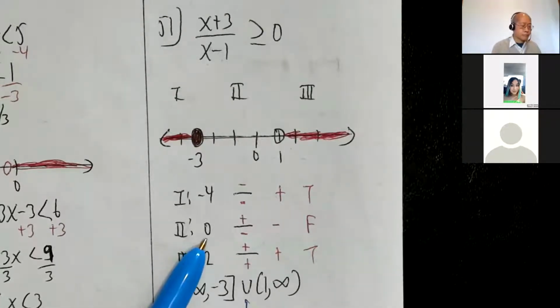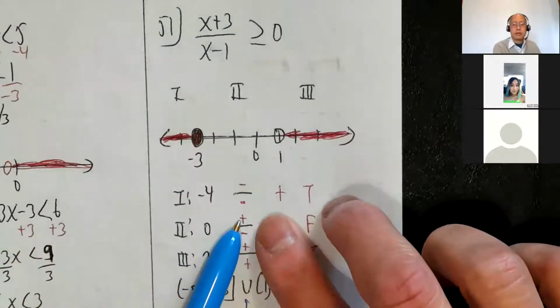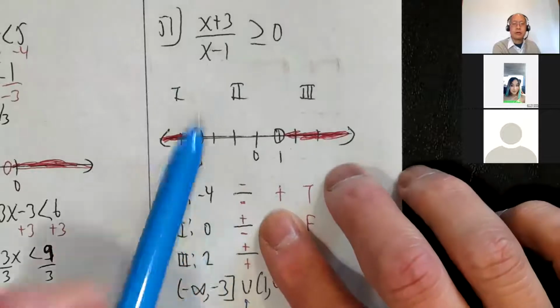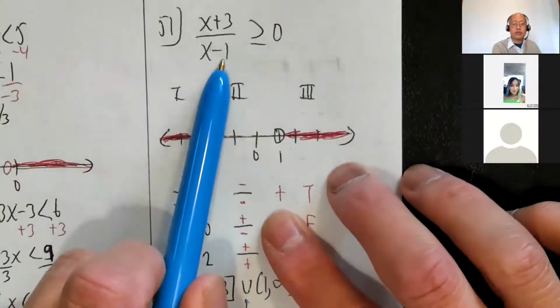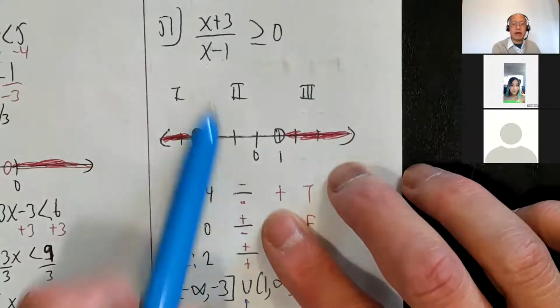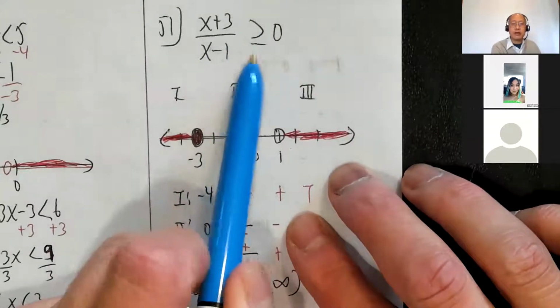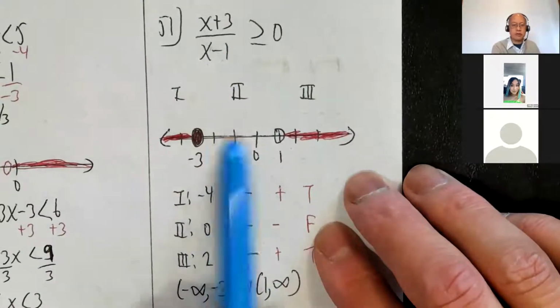Zero. 0 plus 3 is 3, positive. 0 minus 1 is negative 1, negative. So that means it's a positive divided by a negative, which is negative. Is negative greater than or equal to 0? No, that's false. So don't shade in region 2.